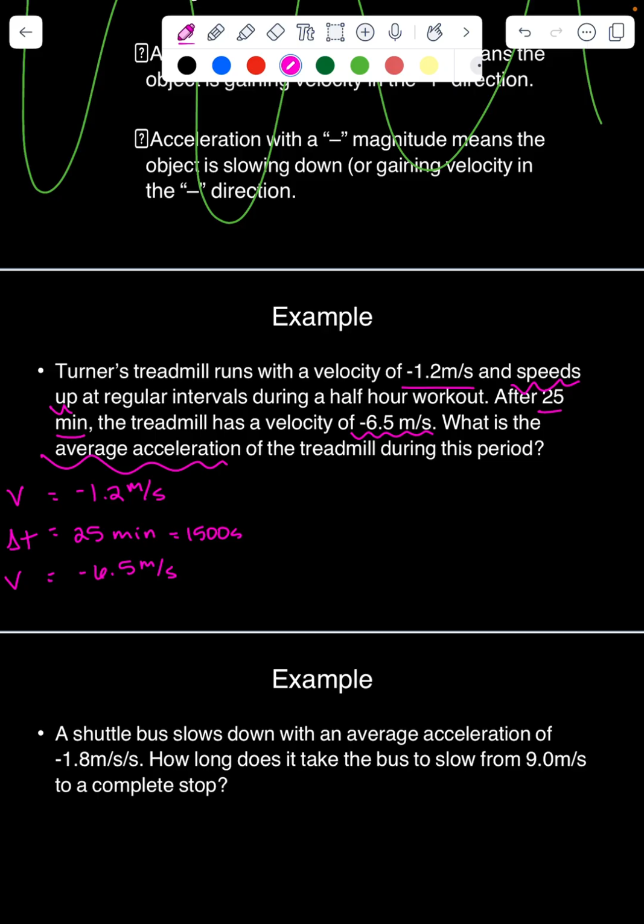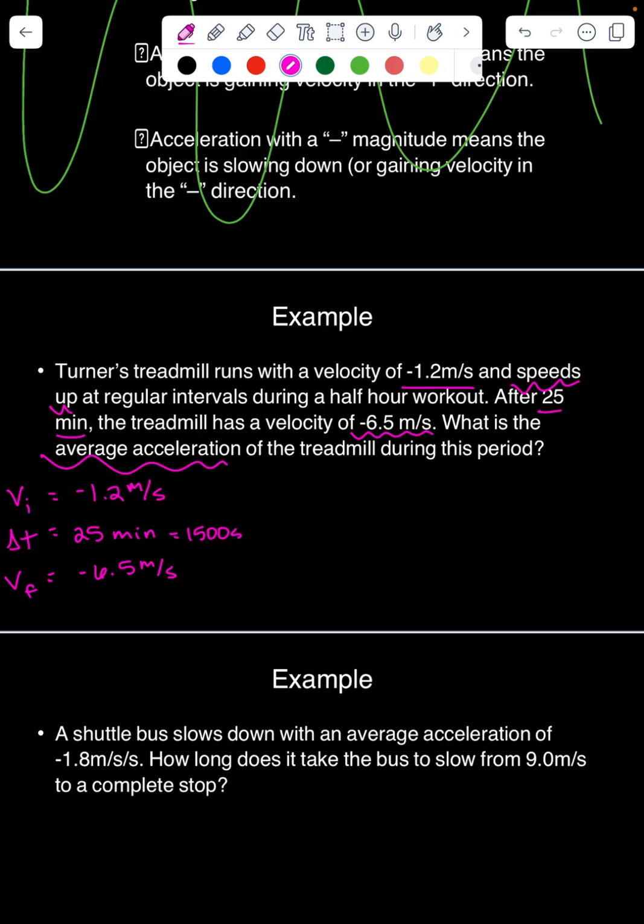Well, now we have two different velocities, so hopefully a red flag is going up in your head, and that tells you that you have two different velocities, which means one is your initial and one is your final. So you have to figure out which one is which. The negative 1.2 meters per second is before the 25 minutes, so that one's going to be our initial. After 25 minutes, the treadmill has a velocity of negative 6.5. So that's going to be our final.